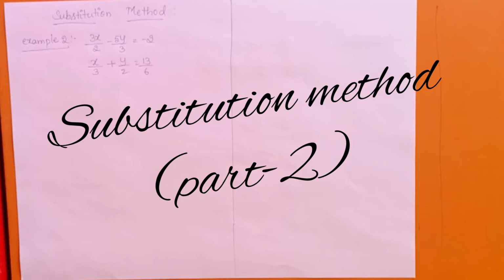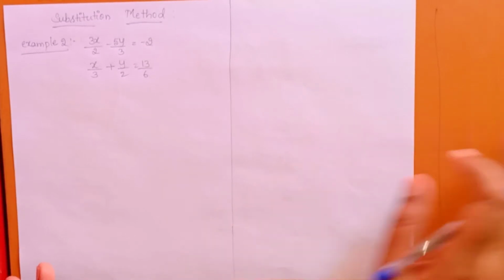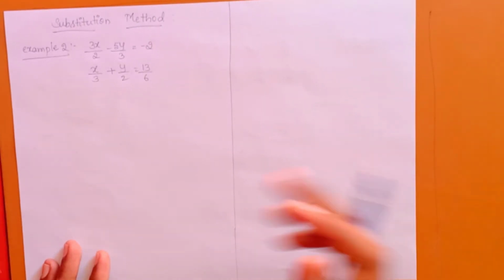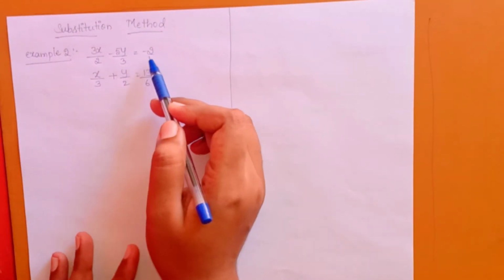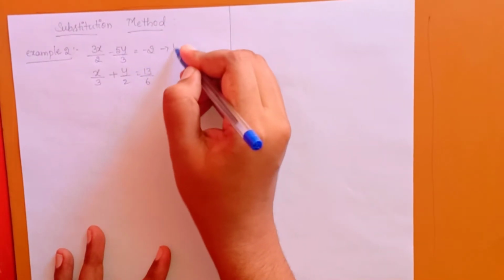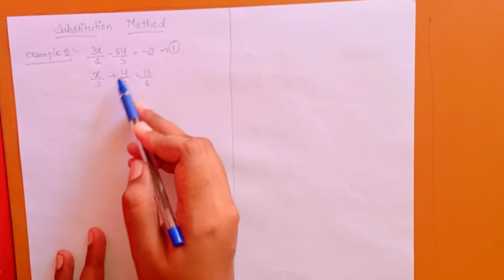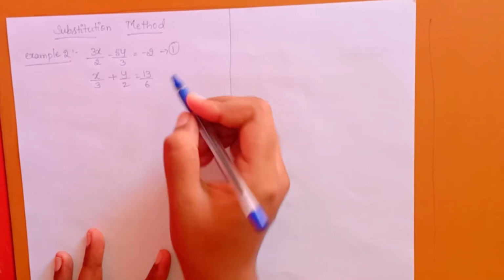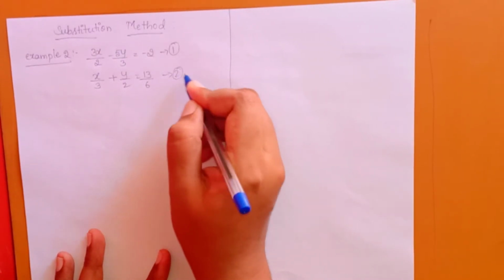Last class we learned example 1 for the simple type of equation. But this time we are going to learn for fraction and square root type of equations. So here we have example 2, that is 3x by 2 minus 5y by 3 is equal to minus 2. I'll mention this as equation 1, and x by 3 plus y by 2 is equal to 13 by 6. This is equation 2.